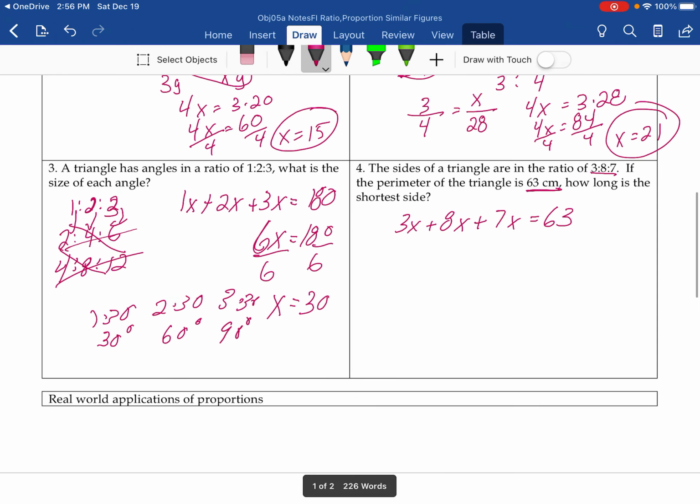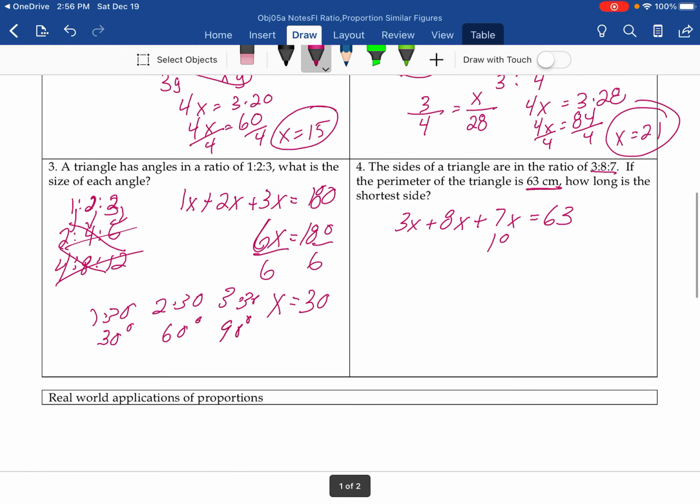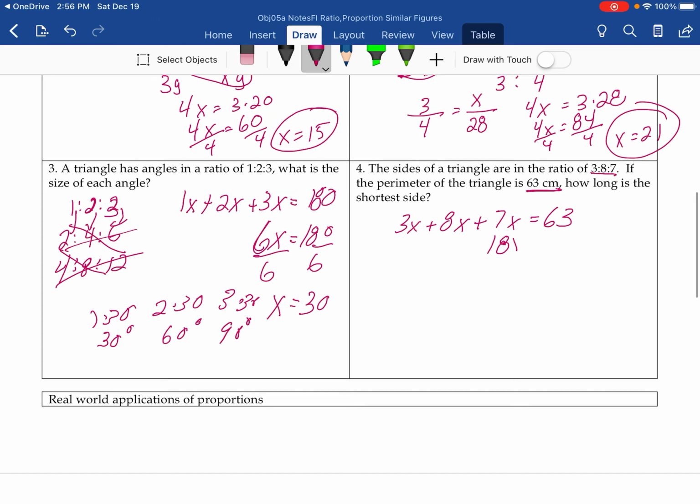So I add this up, 11, so this is 18x equals 63. I divide 63 by 18, and I get 3.5. So x in this case is 3.5.